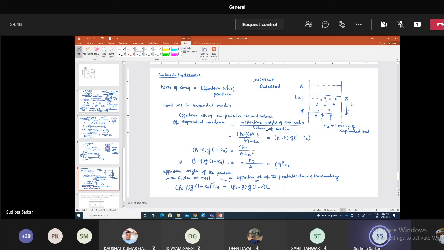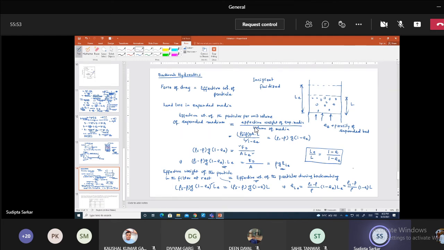So then from this you can also find out that our rho g h, and if you look at this equation, you can find out that our h L_E equals (rho_s minus rho) divided by rho into (1 minus E_E) into L_E. Okay, and this is equal to (rho_s minus rho) divided by rho into (1 minus E) into L. So from this you can understand that the relationship between the expanded bed and the normal bed is nothing but equal to (1 minus E) by (1 minus E_E). So this is the relationship between the expanded bed and the normal bed. All right.